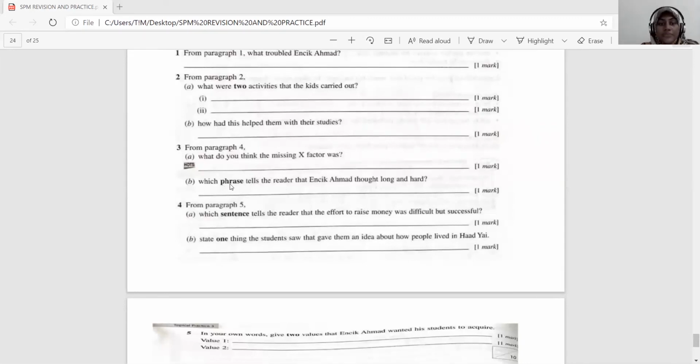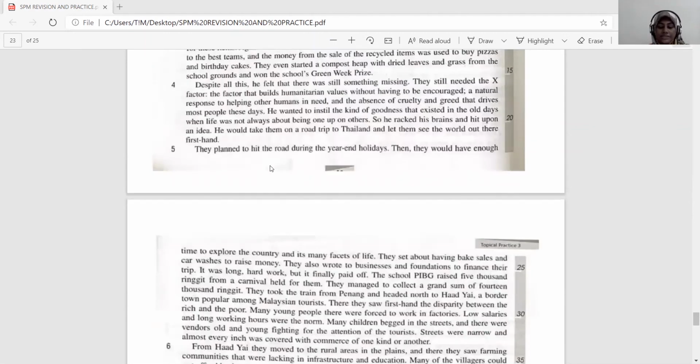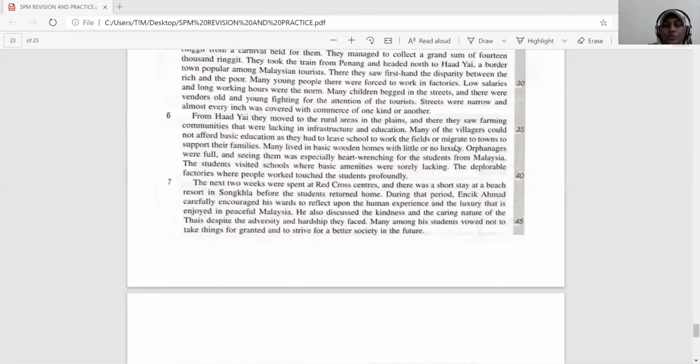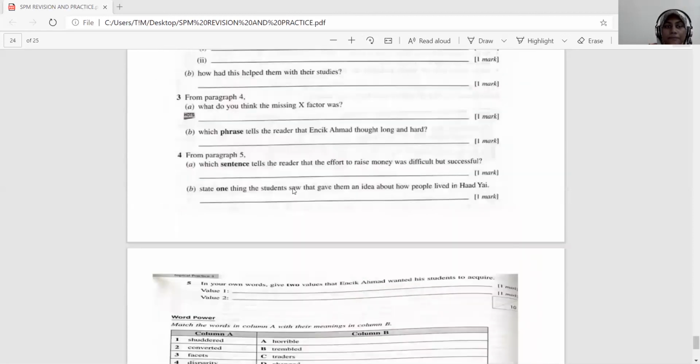Okay. Which phrase tells the reader Encik Ahmad thought long and hard? Paragraph 4. Paragraph 4 is a phrase. He has thought long and hard. Which one says that he has thought long and hard? Can you guess in paragraph 4? No. He racked his brain. He racked his brain. So they asked what does he mean by Encik Ahmad thought long and hard.